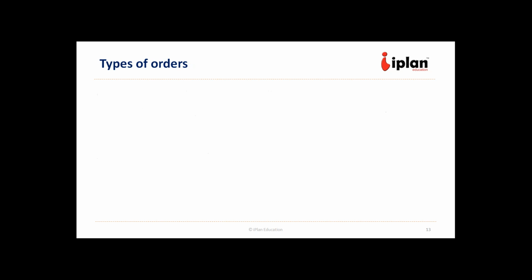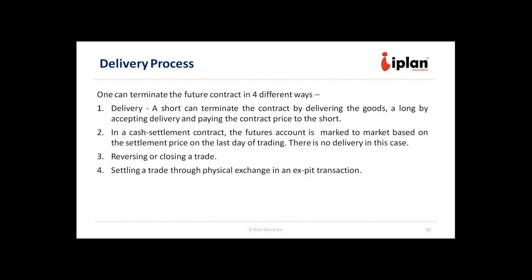Now, the delivery process. One can terminate a futures contract in 4 different ways. Basically, delivery. Delivery means a short can terminate a short position. That means I have taken a short position, so I have sold the contract. If you sell the contract, you can terminate it by delivering the goods. Let's say I promise to sell shares, and another person wants to buy shares, so they both get into a futures contract. Delivery will be 30 days later.